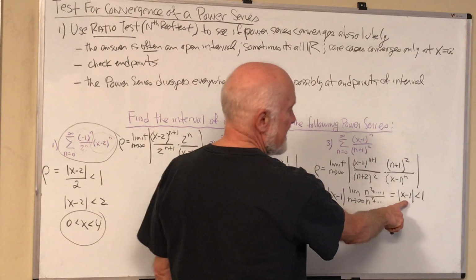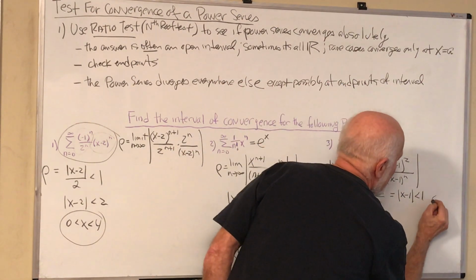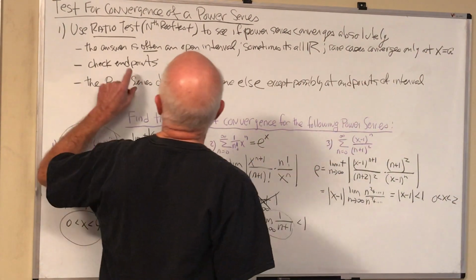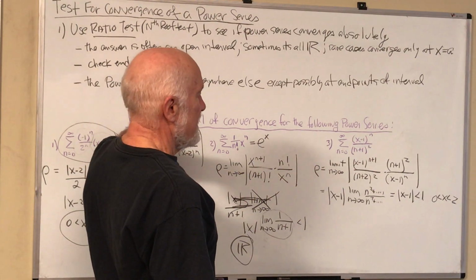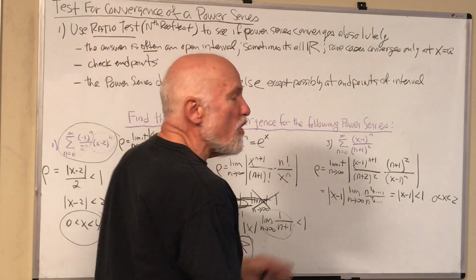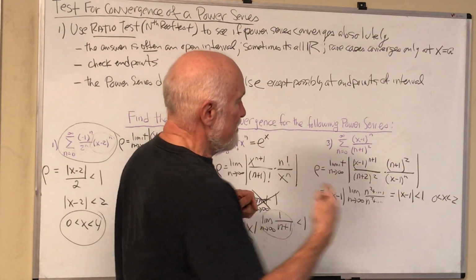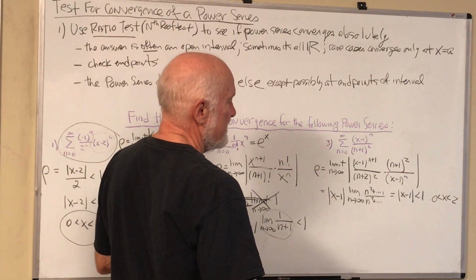So what do we see? The center is 1 and the radius is 1, so this is going to converge on the open interval from 0 to 2. That's step 1. So what do we have to do? We know it diverges everywhere outside of 0 to 2, but we still have to check the endpoints.